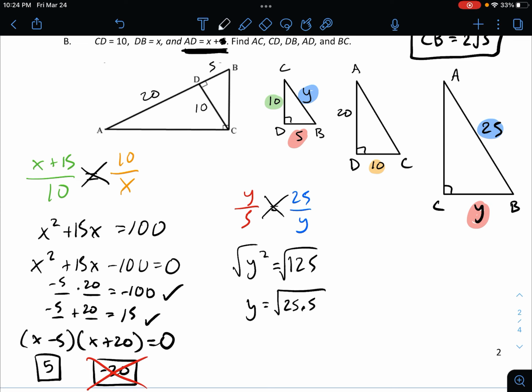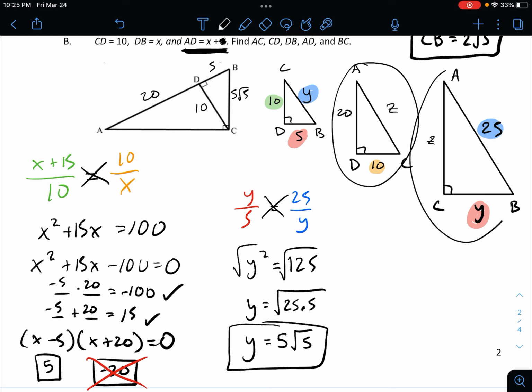But again, we can break that up into a perfect square factor. So y is just going to be 5 square root 5. All right, so there we found y. And then I'm going to label that 5 square root 5. And now we can find the last side, AC. I'm going to call that z. And notice how it's part of both of these shapes. So at this point, you could use both of these triangles because they both use the letter z.